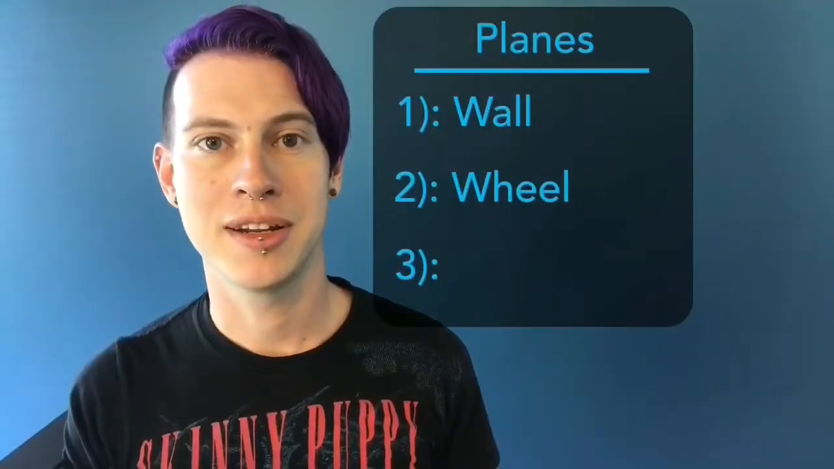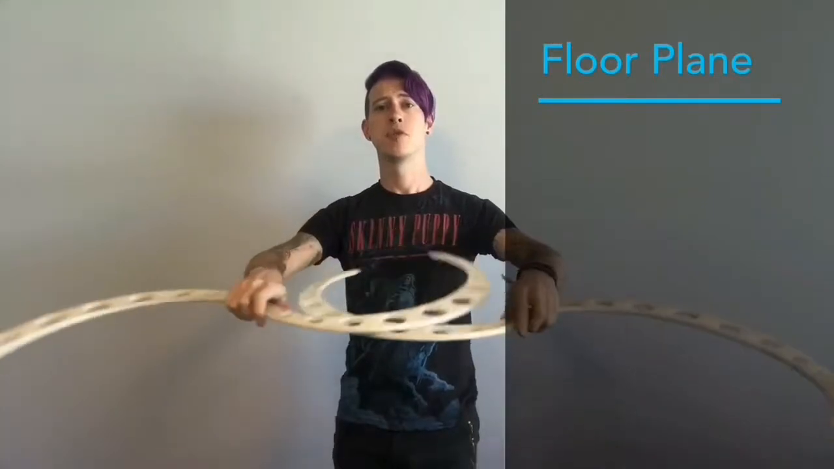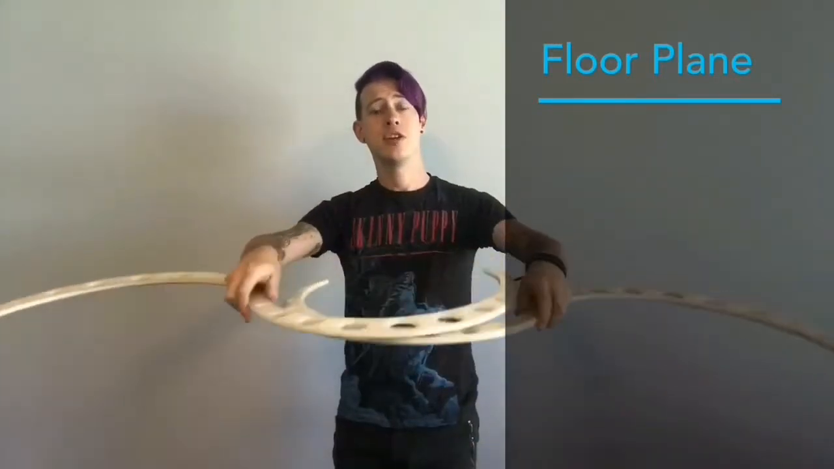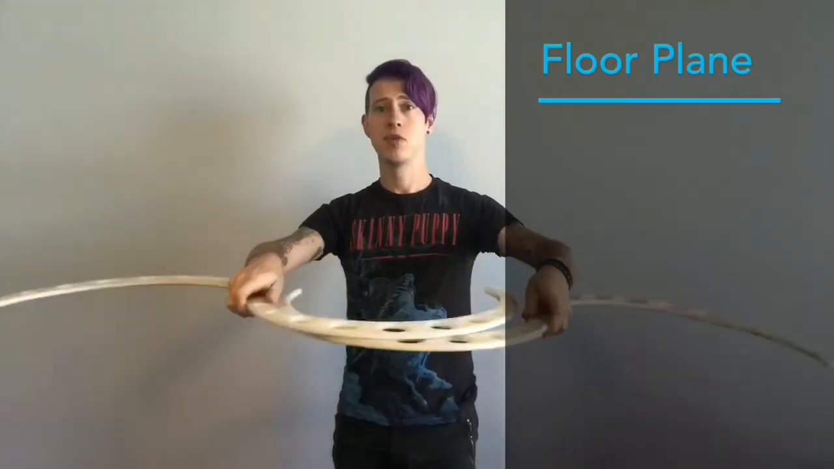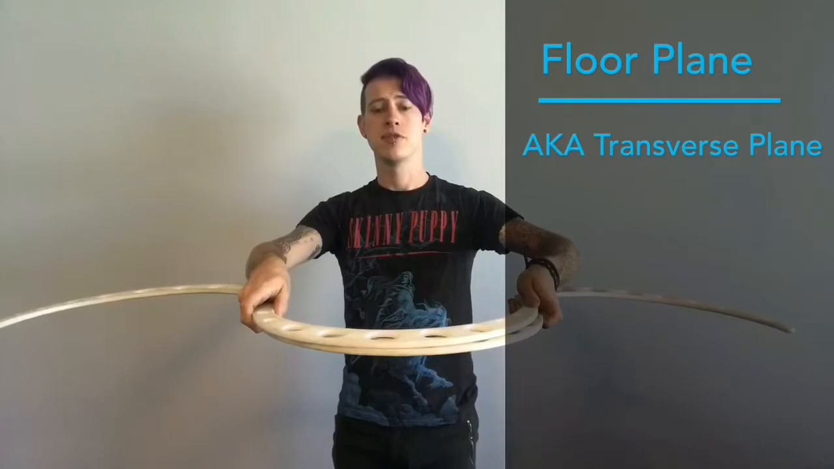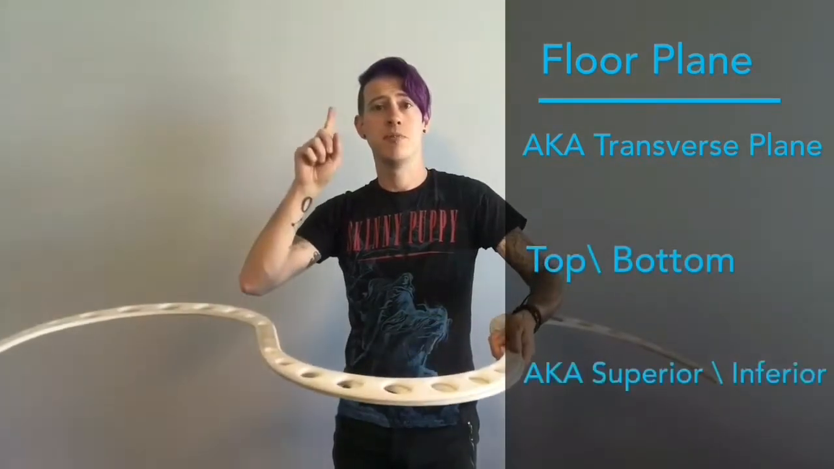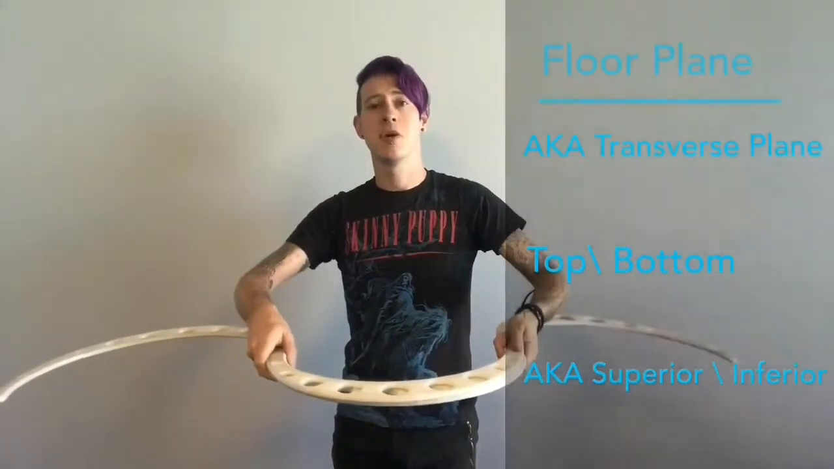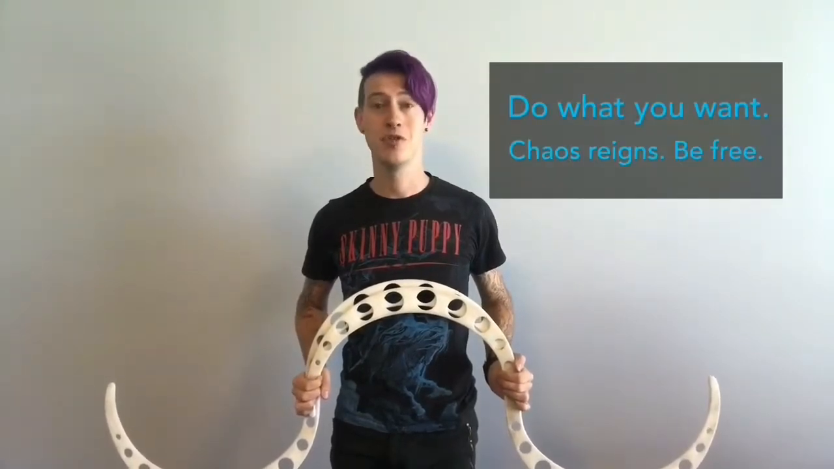The third plane is floor plane. Floor plane is the least common plane for Buugeng because most audiences are not going to be looking straight down at you. It's easy to remember floor plane because it's parallel to the floor. Floor plane corresponds to the transverse plane of the body. So you have the superior being the top half of your body, and the inferior being the lower half of your body. Just because floor plane isn't common doesn't mean there's anything wrong with it. If you find something cool, you should play with it.